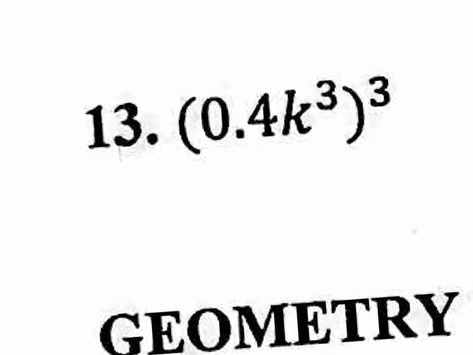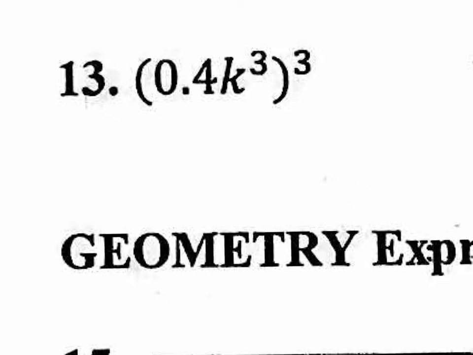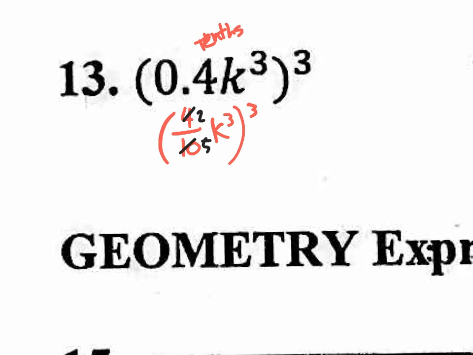And a lot of people freak out with number 13 because it has decimals. You could rewrite that decimal as a fraction. After all, if you read it, it would read 4/10. This is in the tenths position. Tenths. So you could rewrite it as 4/10 k to the third to the third. Now remember that 4/10, you could reduce that. It'll become 2 over 5. So you really have 2/5 k to the third to the third.